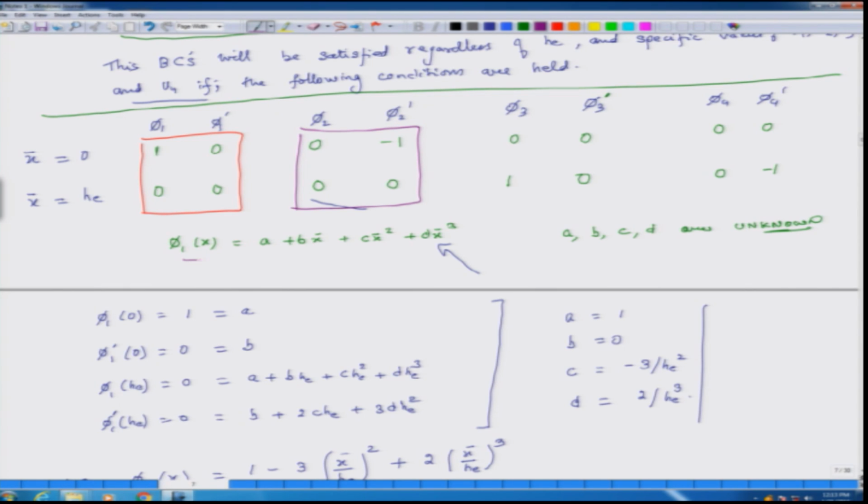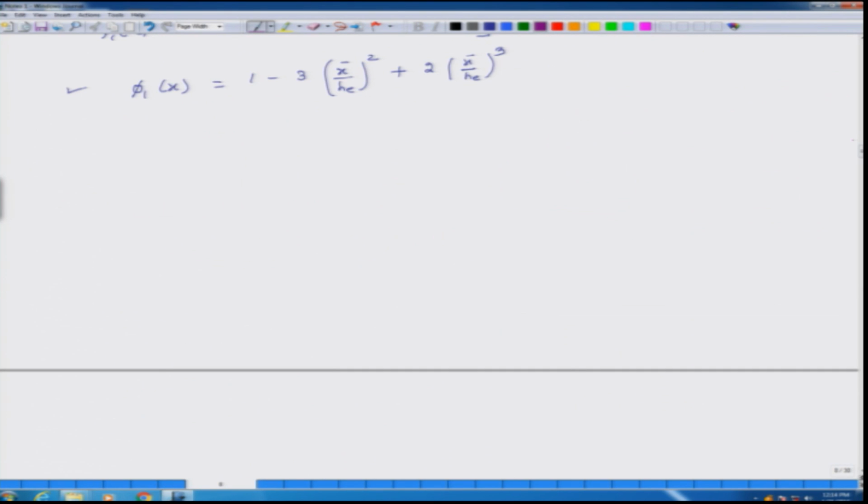I just write the same expression for phi 2, use these 4 conditions, I can get new values of A, B, C, D, and I will get phi 1. Then I can get another set of conditions to get the expression for phi 4, and then a 4th set of conditions to get expression of phi 3 and phi 4. Okay. So, my 4 approximation functions using this method, I will write them directly.